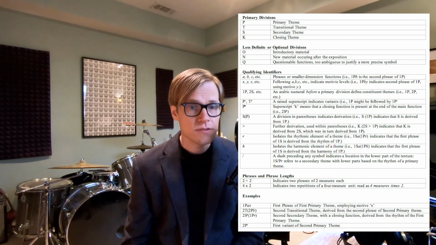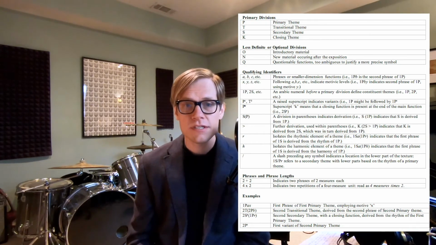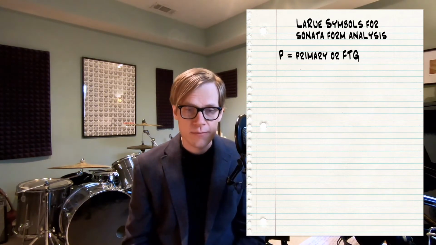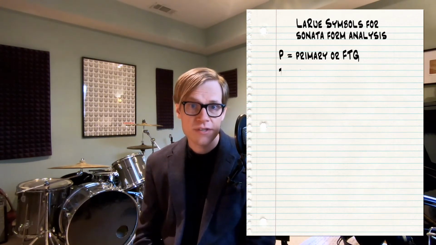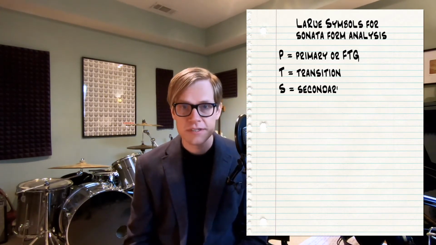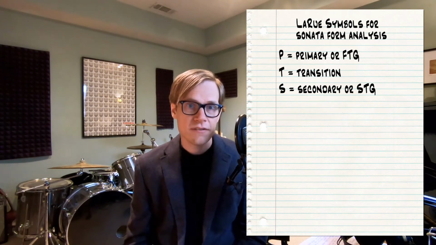When performing analysis, it can be helpful to use a shorthand to describe the different themes. Musicologist Jan LaRue developed symbols that are often seen in academic writings about sonata form, and we'll use at least some of those when we do our analysis. When you see a P, that's going to stand for a primary theme, or the first theme group. When you see a T, that's going to be a transitional theme, or the transition. An S will be, you guessed it, secondary theme. And then the K will stand for the closing theme.